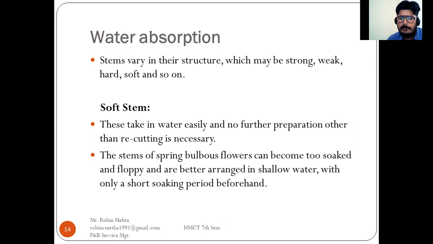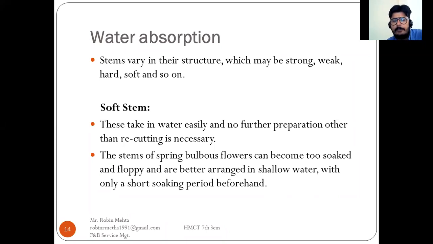The stems of spring bulb flowers can become too soaked and floppy, and are better arranged in shallow water with only a short soaking period beforehand. Floppy means it may be easily twisted by the hands. These stems are better arranged in shallow water.